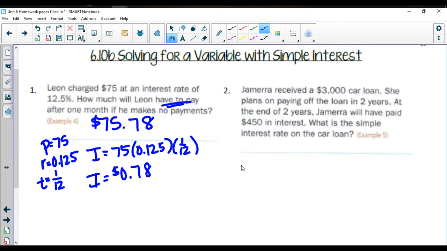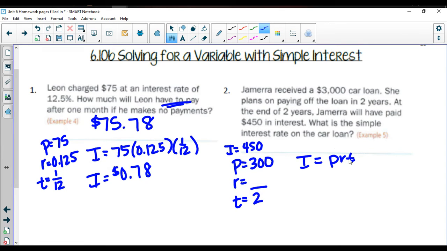Number 2, Jamira received a $3,000 car loan, so it's going to be her principal. She plans on paying it off, the loan, in 2 years. At the end of 2 years, she will have paid $450 in interest, so what's her rate? So I equals PRT. So we're going to have 450 equals 300 times R times 2. So we're going to do the 300 times the 2, which will give us 600 times R. Divide through by 600 to get the R by itself.